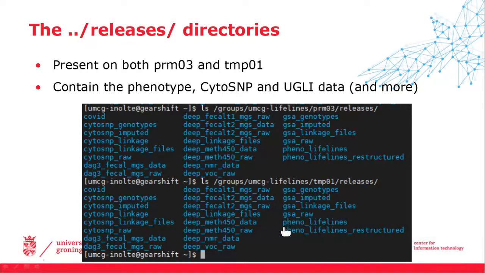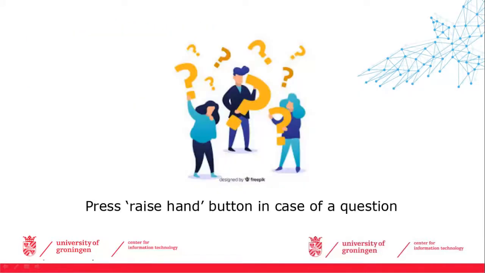So for instance, phenotypes you'll probably always get, but if you want to use the UGLI data or the cytosnip data or both, then there is also data on Lifelines Deep, which is more sequencing data. So all Lifelines data are stored within these releases directories.